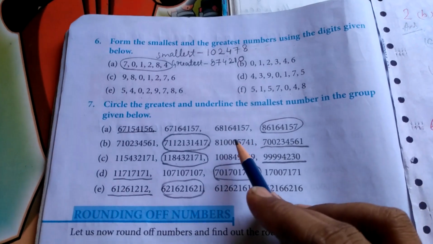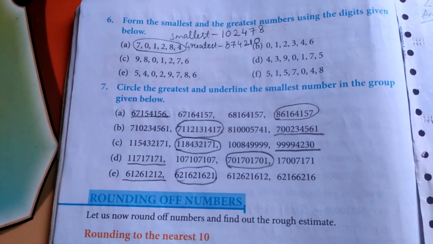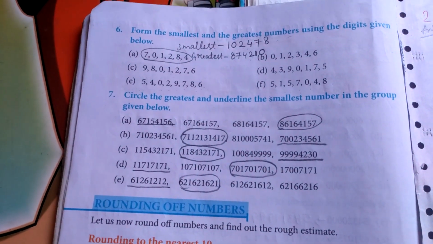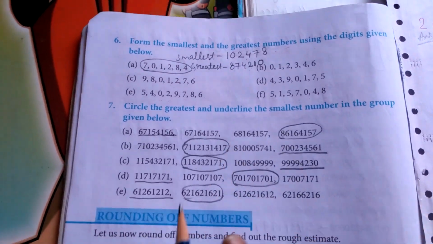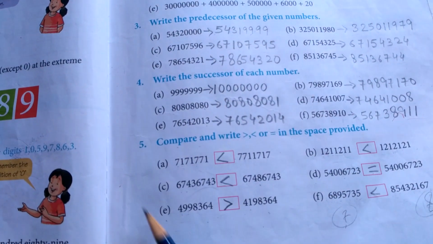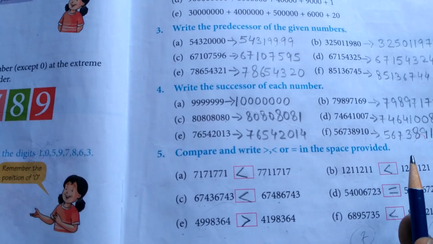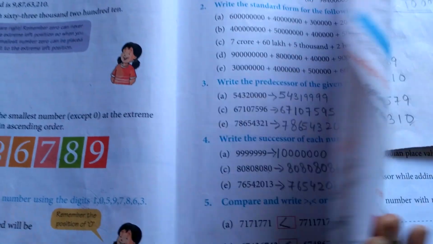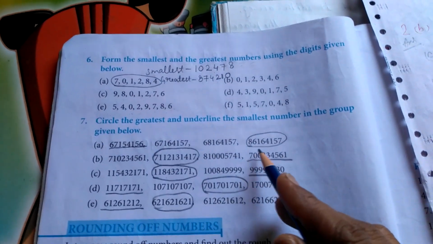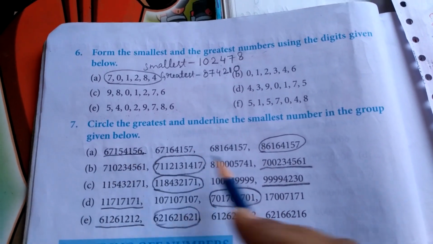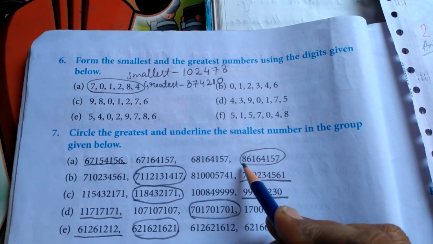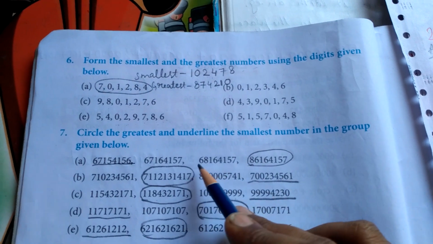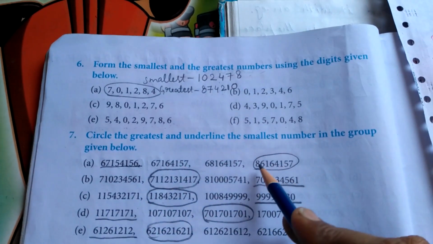So I have done this question for you. Now how to find the greatest and smallest, I have already taught you. So by that trick, I have taught you how you have to count the number of digits, how you have to start comparing. So by following that trick, you can solve this question. As in the first question, this is 86.